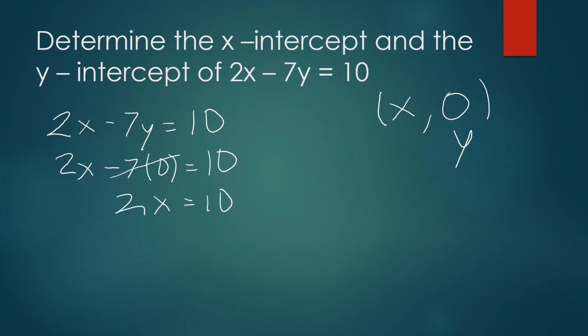2x is equal to 10. Divide by 2 on both sides using the multiplicative inverse. x is equal to 5, or my x-intercept is (5, 0).